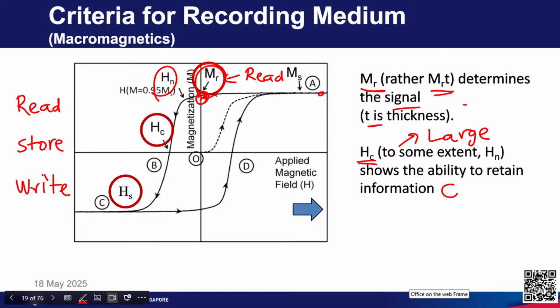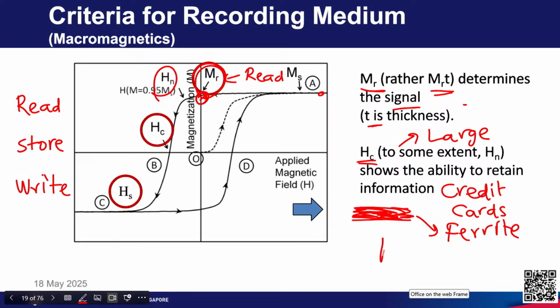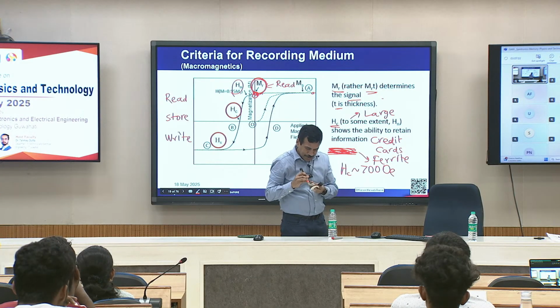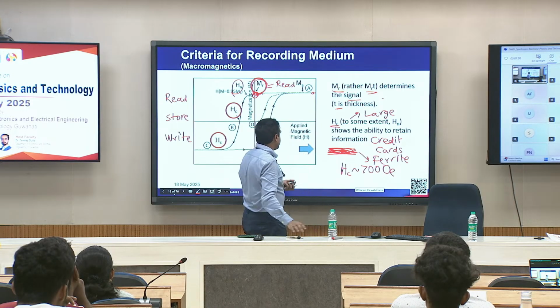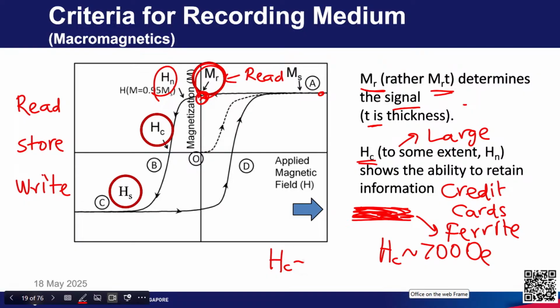If you take the old credit cards, in the old credit cards you will see a black stripe. This black stripe is basically a ferrite material with a coercivity of around 700 oersted. On the other hand, the magnets I have here are tiny neodymium iron boron magnets. You can see they generate a magnetic field. These tiny magnets can generate a magnetic field of around 2000 oersted.